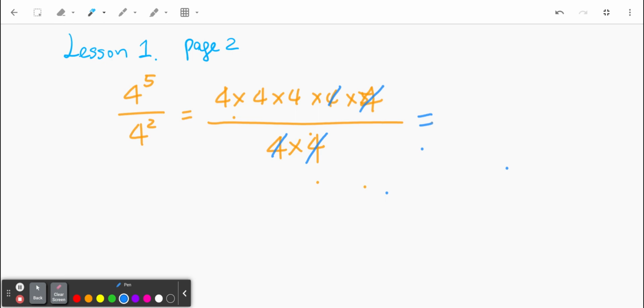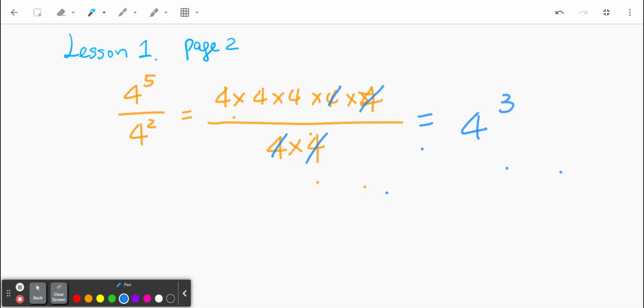If you want to use an exponent to express it, how do you do that? Jerome? If you want to use an exponent to express your answer, how do you do that? Kennedy? We have 3 of the 4s multiplying each other. How do you write it? Kennedy? 4 to the power what? How many 4s do we have here? So 4 to the power 3. Okay? So 4 to the power 3.